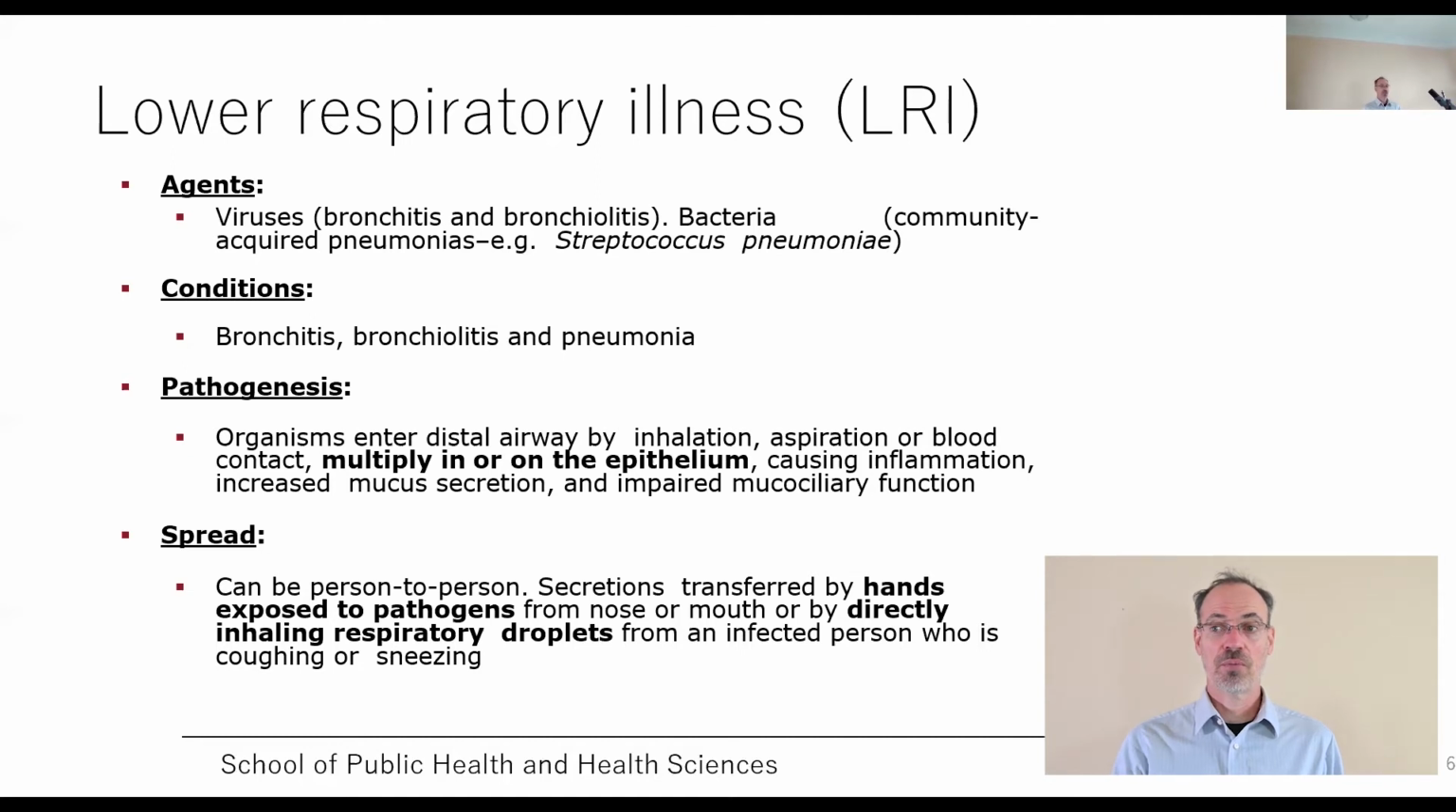Pathogenesis: organisms enter the distal airway by inhalation, aspiration, or blood contact, and multiply in or on the epithelium inside the lungs, causing inflammation, increased mucus secretion, and impaired mucociliary function. Spread can be from person to person. Secretions are transferred by hands exposed to pathogens from nose to mouth, or by directly inhaling droplets, which we talked about last time, from an infected person who is coughing or sneezing.